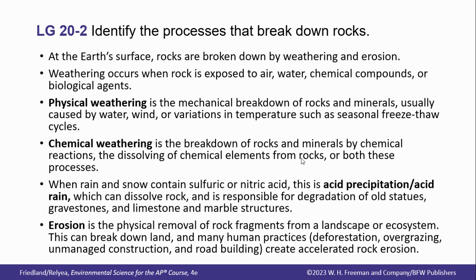If water gets into any of the crevices or holes in a rock and freezes, it's going to expand the rock. And then when it melts, that water will go away. Then the next season, that will happen again, causing bigger cracks or holes until eventually the rock splits into tiny rocks. Chemical weathering is the breakdown of rocks and minerals by chemical reactions, the dissolving of chemical elements from rocks, or both of these processes. An example of that would be acid rain.